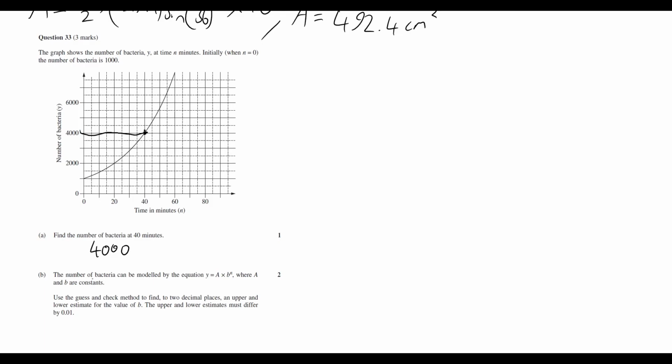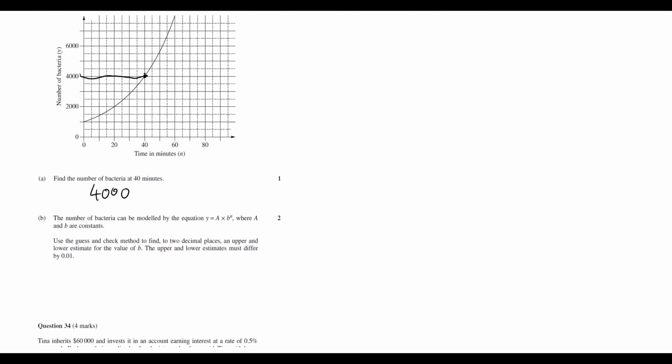So now for part B. The number of bacteria can be modeled by the equation y equals a times b to the n, where a and b are constants. So it says, use the guess and check method to find to 2 decimal places an upper and lower estimate for the value of b. The upper and lower estimates must differ by 0.01. So that's all good and well, but I think what we can actually do is solve this relatively easily, I might add. So let's look at our formula.